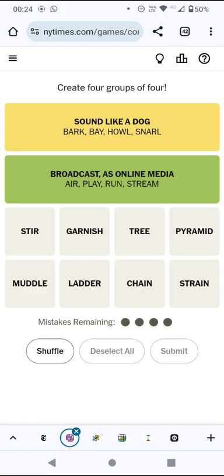Treehouse might have a ladder. Not sure what other 2 things might go in that group, so that's almost certainly not going to be the group. I still think stir and muddle are going to be connected. Garnish is something you put on a bit of food when you're done. Stir is something you do to food when you're preparing it, but I'm not sure that's going to be the group either. Ladder has a snake at the end. Strain has a form of transport at the end. That doesn't seem promising.